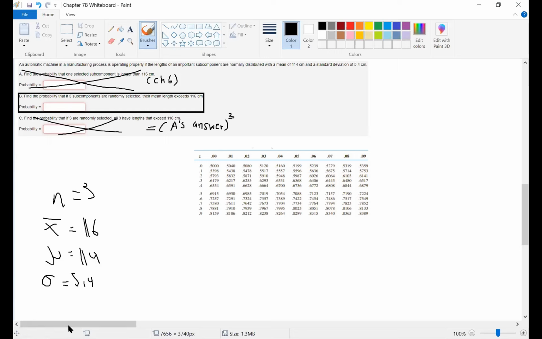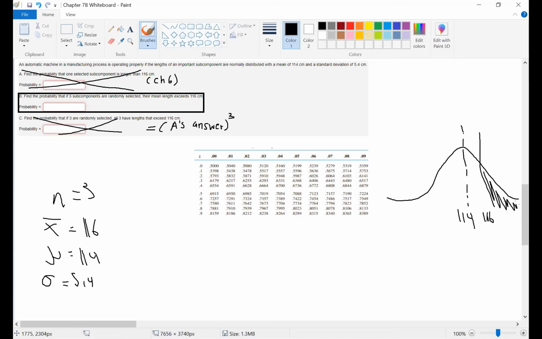So I know many people are visual learners. Let's do a visual of what we have so far. Here is our distribution. Here's the distribution of our sample means. And the mean of the distribution of our sample means is going to be 114. We're looking for 116. That's probably going to be maybe somewhere here. And we want to know what the chances are of falling over here.